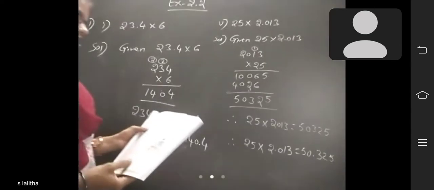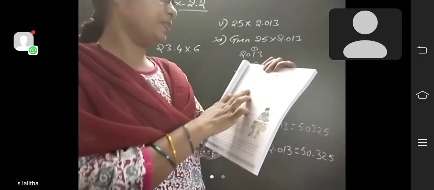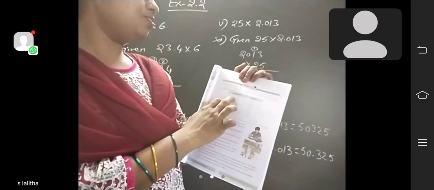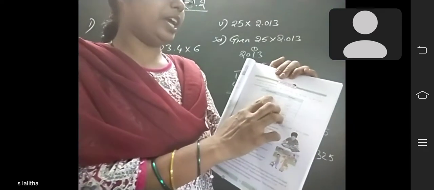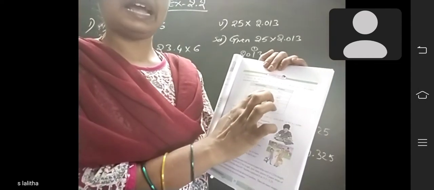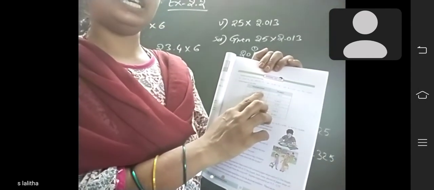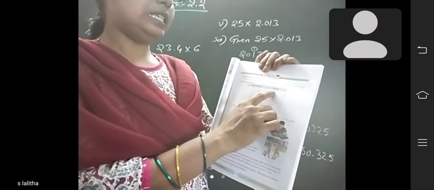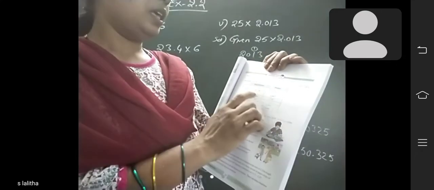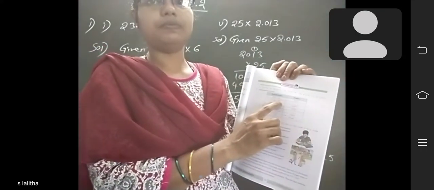Next, the second question. See children, fill in the blanks in the table. Here one table is given. See here, 36.21 into 10. What is the product? Into 10 means the decimal point moves to the right side. Okay. The decimal point will move to here. How many zeros? 1 zero. So the decimal point moves 1 digit to the right side. That is 362.1. Next, second one, 23.104 into 100.